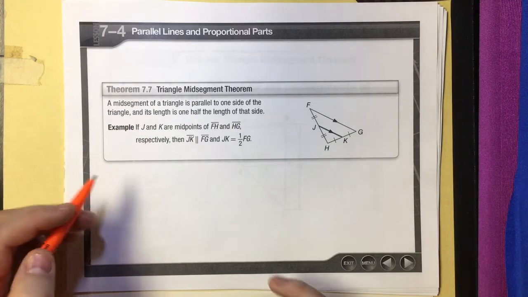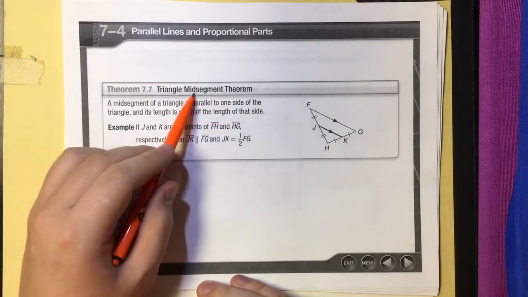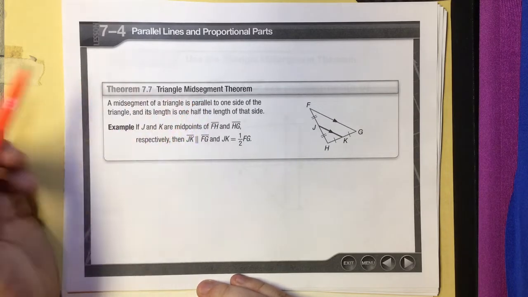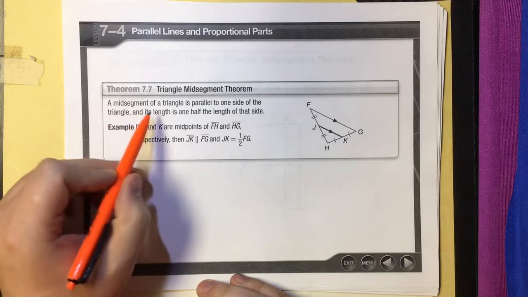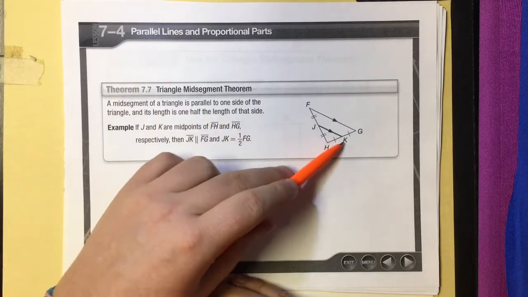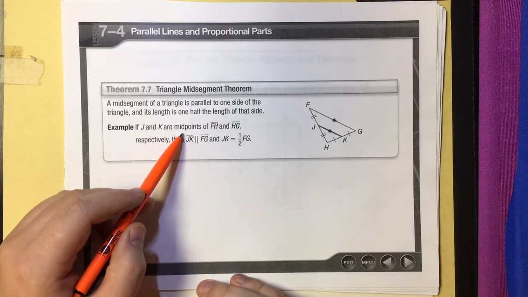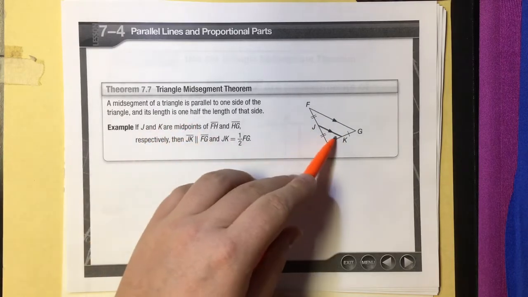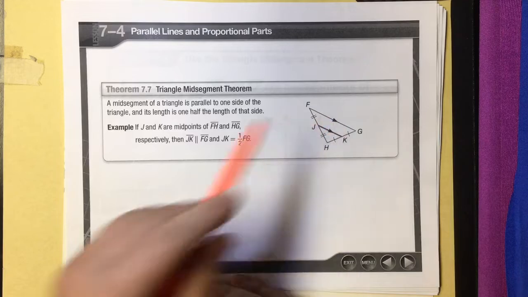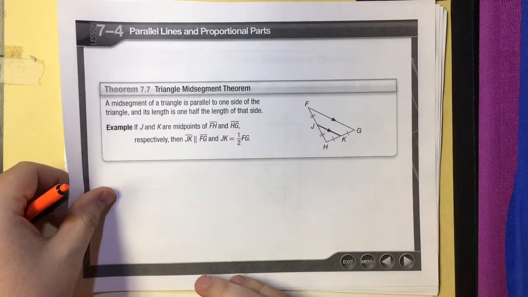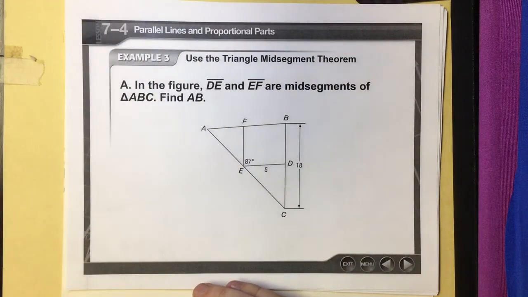All right, here's our triangle mid-segment theorem. We worked with a mid-segment theorem of a trapezoid, and this is going to be very similar. A mid-segment of a triangle is parallel to one side, just like it was with the trapezoid, so it's parallel to that third side. And its length is 1/2, so JK is half of FG. Again, that's the exact same definition, properties, and everything of our mid-segment that we did before.